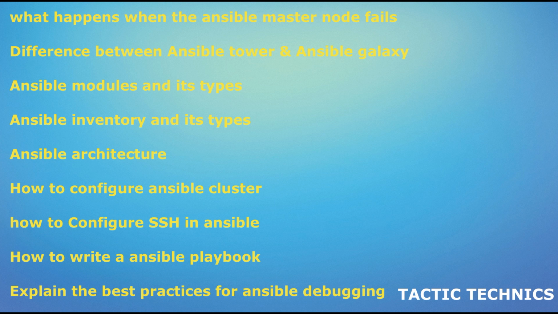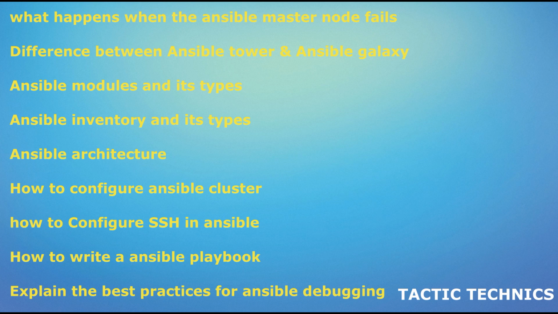Example of a static inventory file: webservers, web1 ansible_host equals 192.168.1.100 ansible_user equals ubuntu. web2 ansible_host equals 192.168.1.101 ansible_user equals ubuntu. dbservers. db1 ansible_host equals 192.168.1.102 ansible_user equals ubuntu. db2 ansible_host equals 192.168.1.103 ansible_user equals ubuntu.